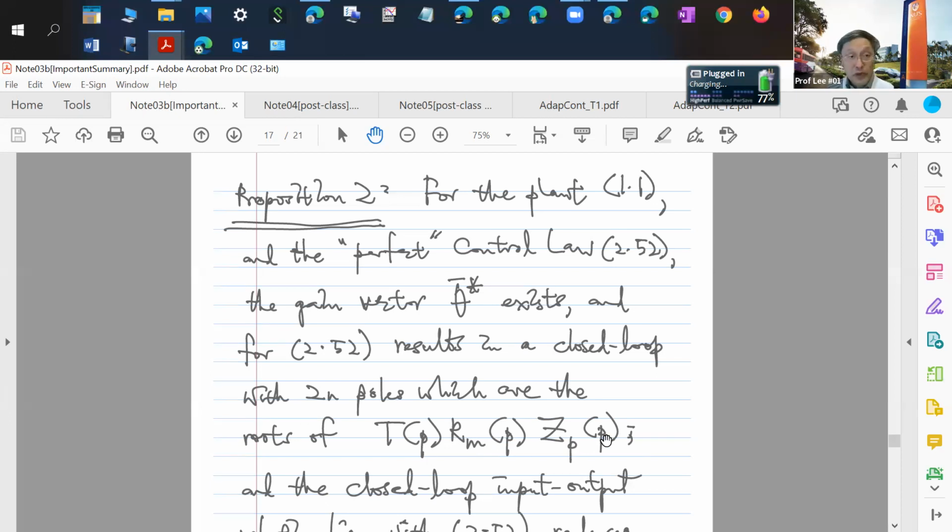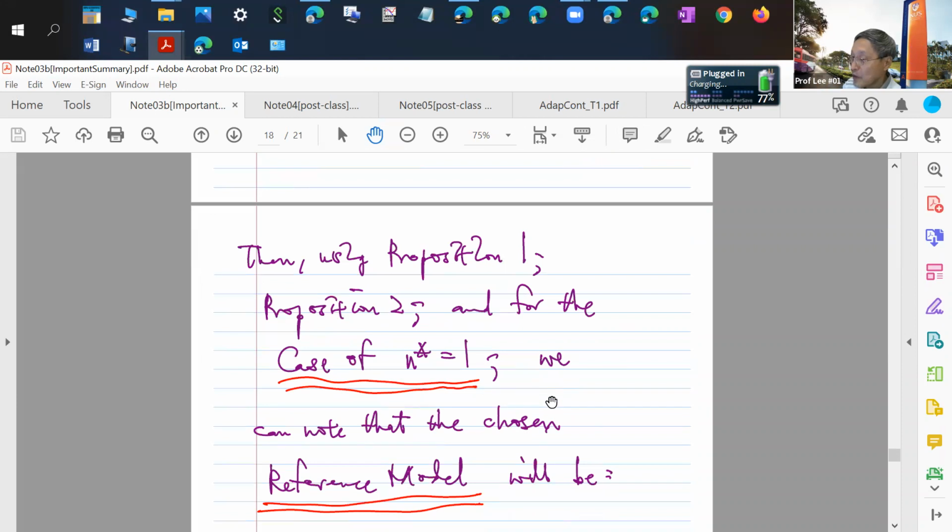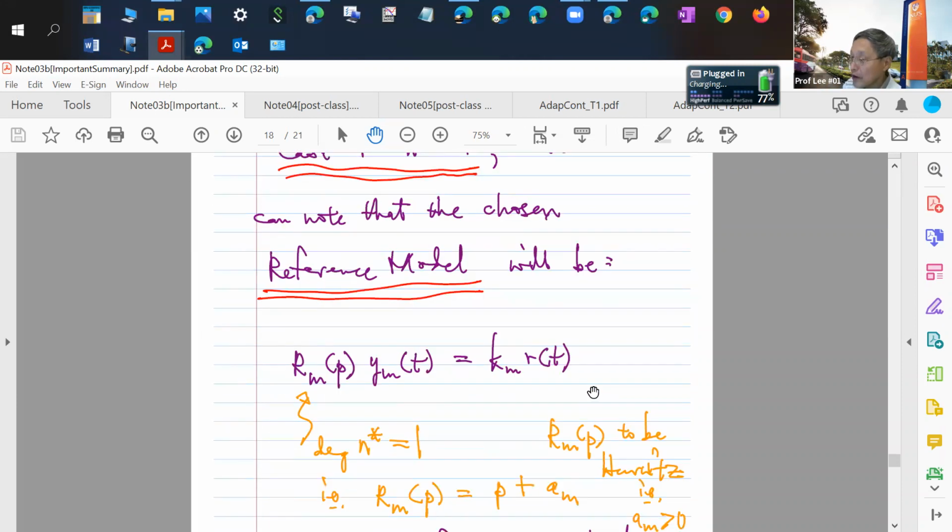But with this constraint, we can get very powerful results, which guarantee you uniform stability in the entire state space. No matter where you start, it's stable in the entire state space, and also guarantee you convergence of the tracking error. So we have that. Using proposition 1 and 2, we can go on further.